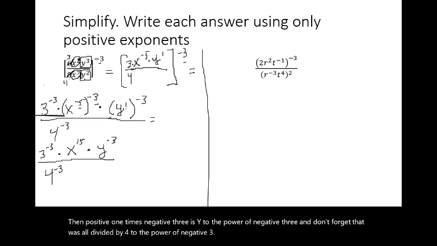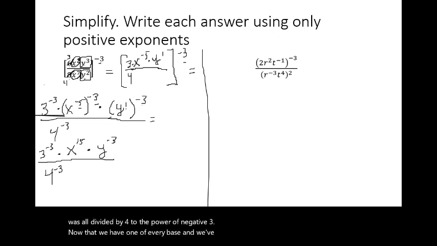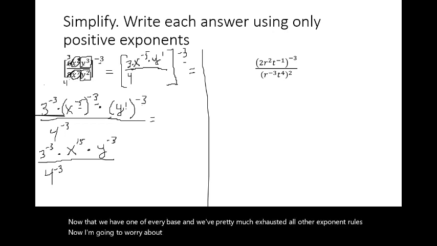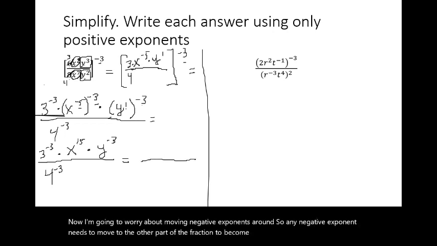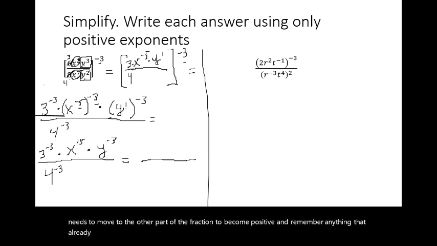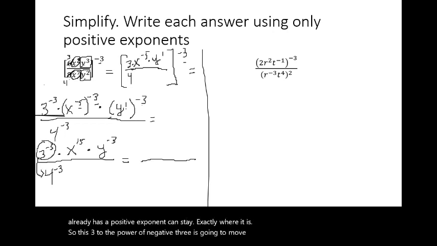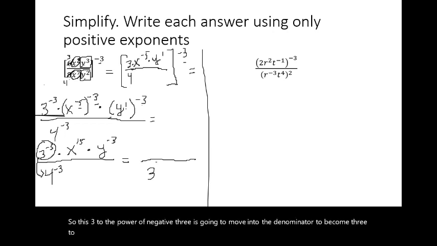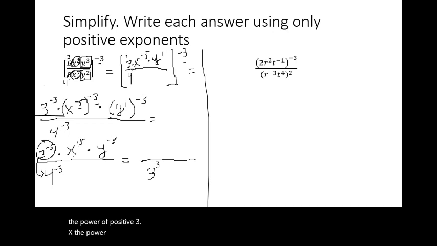Now that we have one of every base and we've pretty much exhausted all other exponent rules, now I'm going to worry about moving negative exponents around. So any negative exponent needs to move to the other part of the fraction to become positive. And remember, anything that already has a positive exponent can stay exactly where it is. So this 3 to the power of -3 is going to move into the denominator to become 3 to the power of +3. X to the power 15. Since this 15 is positive, we can just leave it alone. We're going to leave it in the numerator.